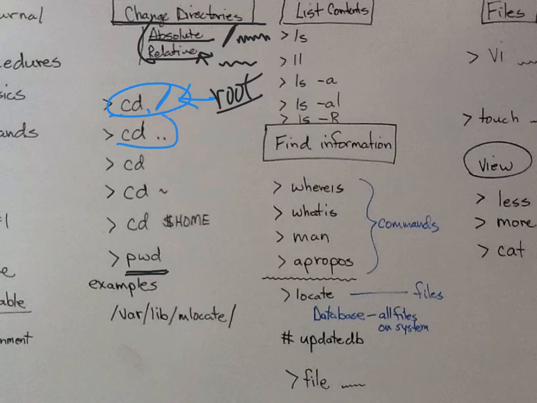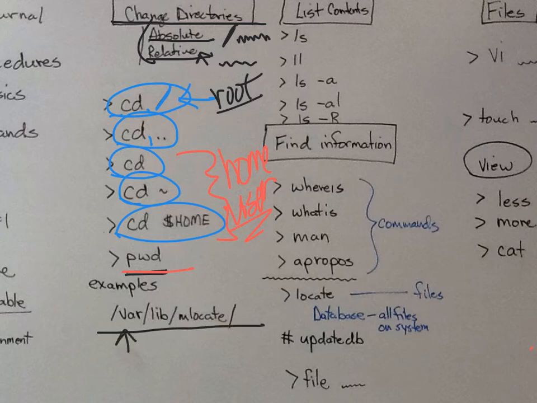Two dots, there's a space there. Two dots will move you up one, take you to the home directory. That home directory is the home of the current user, whoever you are logged in as. Okay, lets you know where you're at.